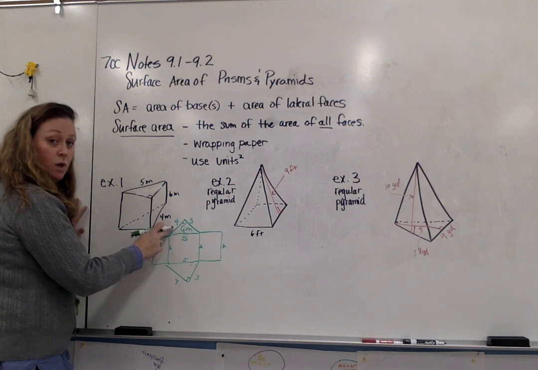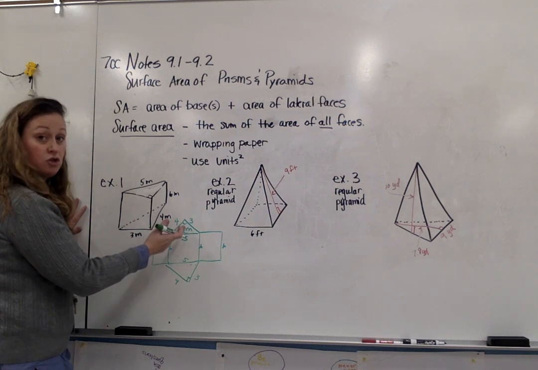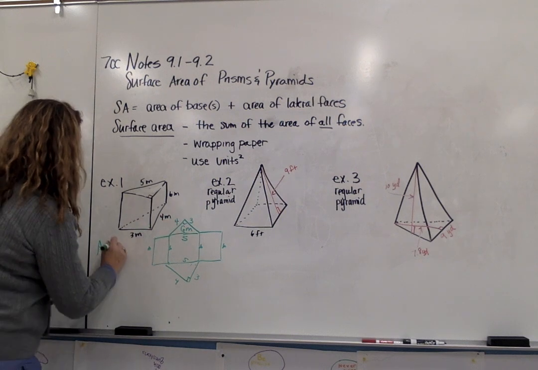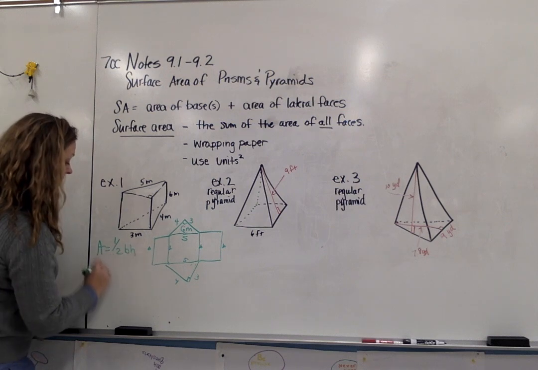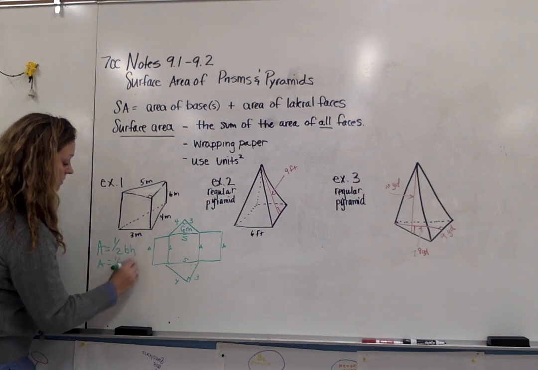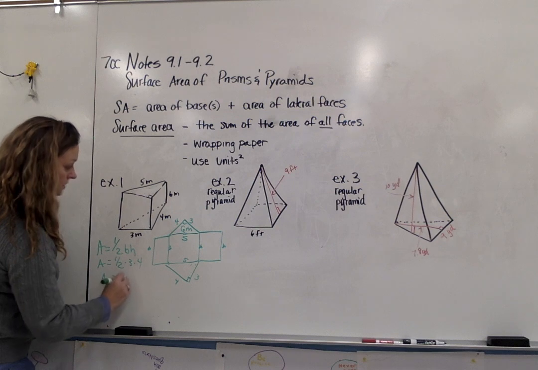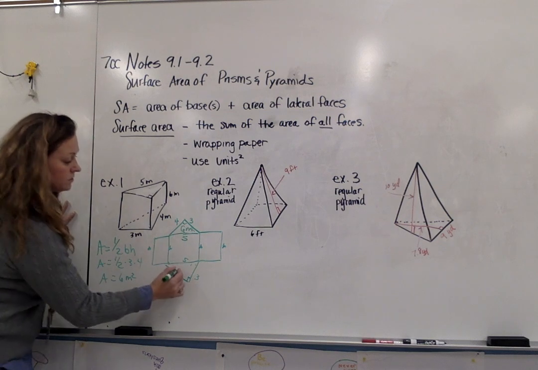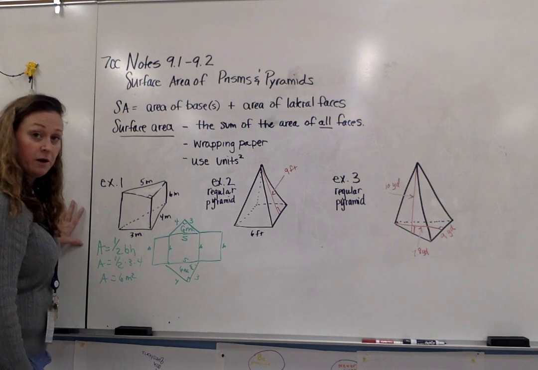4 times 3 is 12. Half of 12 is 6. It's a triangle, and the area formula for a triangle is 1/2 base times height. Area equals 1/2 times 3 times 4. Area equals 6 meters squared. So I have 2 faces that are 6 meters squared.